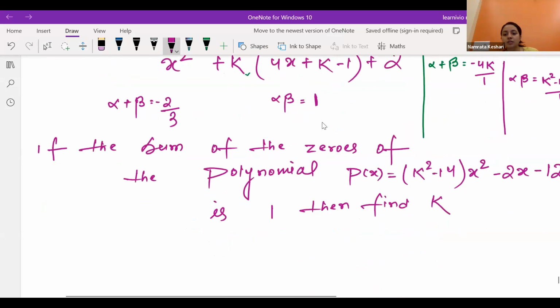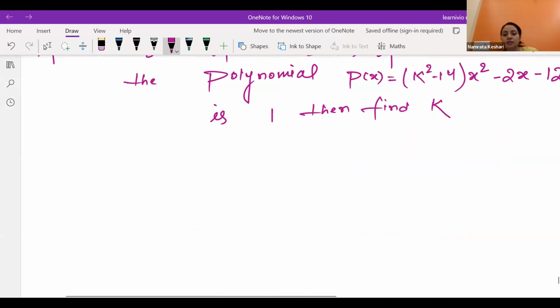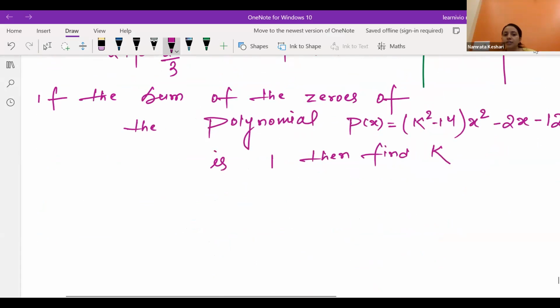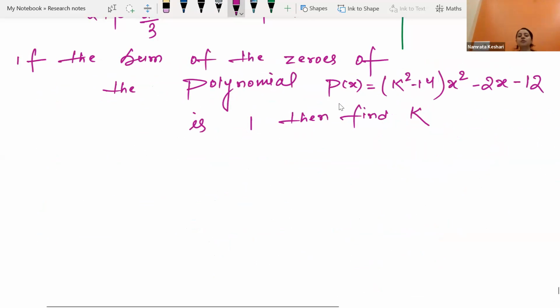Yes. Yes. Okay, so we don't have to find k over here, nothing we have to find. I just wanted to check whether you are able to identify it from the quadratic form or whatever form, because you will get this type of question in quadratic equations also. So let's continue. This question you have to do. If the sum of the zeros of the polynomial is 1, then find k.